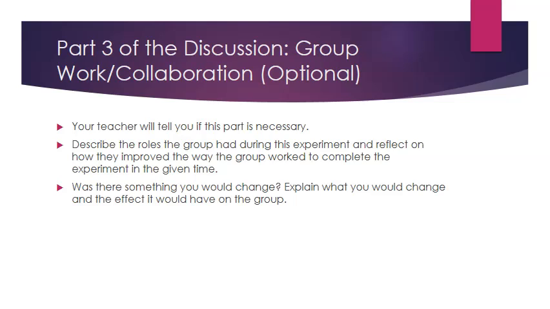Okay, part 3 of this discussion is the group work and collaboration. This is a reflection on how the roles that you used in your group helped you complete the experiment in the given time. Now, sometimes groups work really well and sometimes groups don't. So sometimes you want to say that there's something you'd like to change, and that's okay. Just explain what you would change and what the effect would have on the group. If it worked really well, say why it worked really well. And if you were doing this experiment again, would you take the same roles on? Well, if you say yes, tell me why.